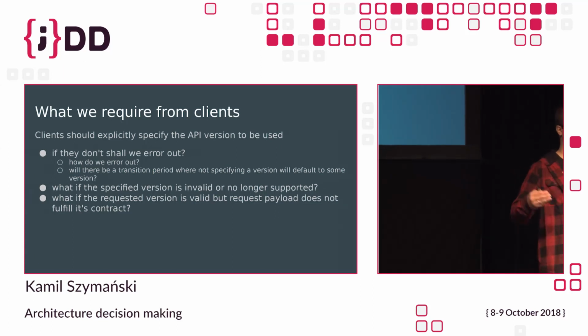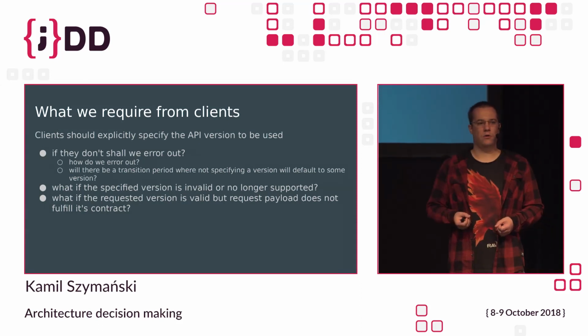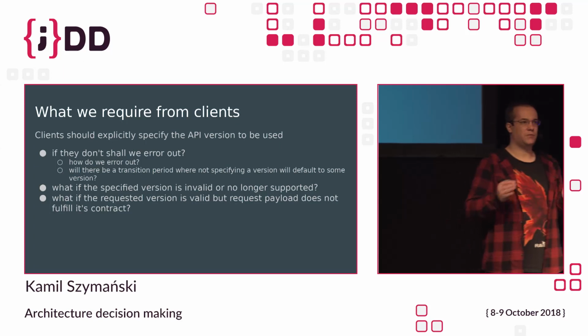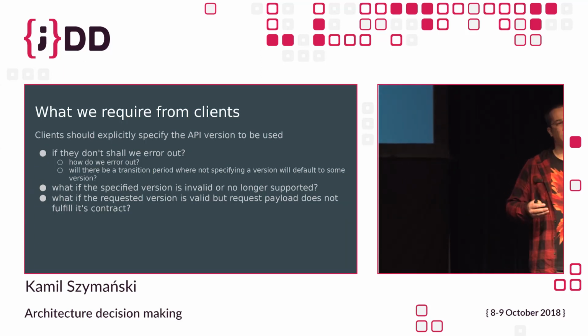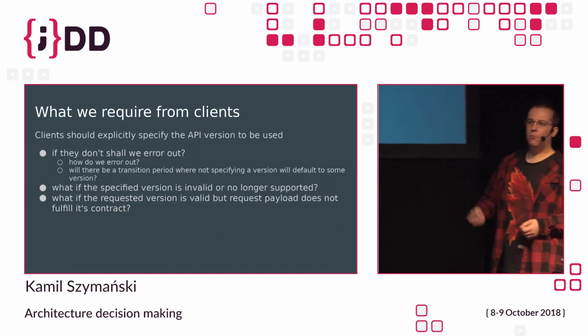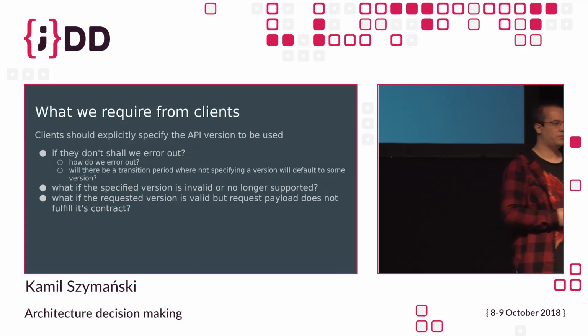If we error out, do we error out straight away? Like, let's say tomorrow I will release this API versioning. Do I start erroring out tomorrow? Or do I give customers some grace period, some transition period, so that I will error out, but for the first quarter, I will use the default version, which is the one that is today's version.